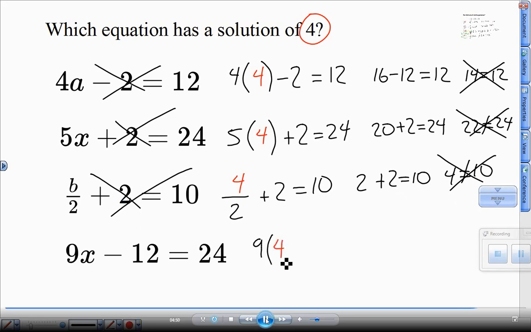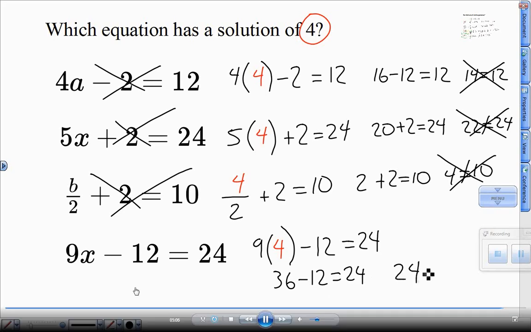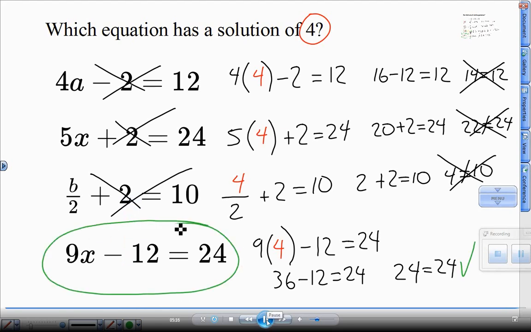All right, last one. 9 times 4 minus 12 equal to 24. That gives me 36 minus 12. And then 36 minus 12 on my calculator does give me 24. So that number, when I plugged it in, gave me a true statement. So that one is the solution, that last equation. All right, hope this helps. Good luck.